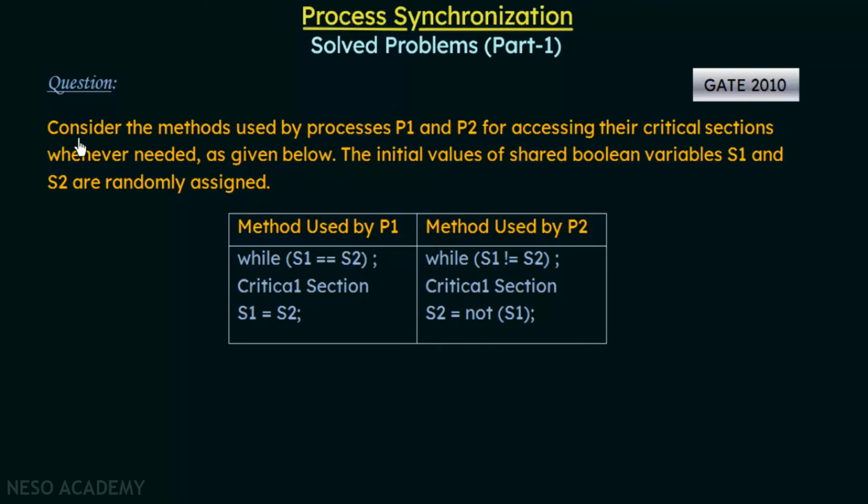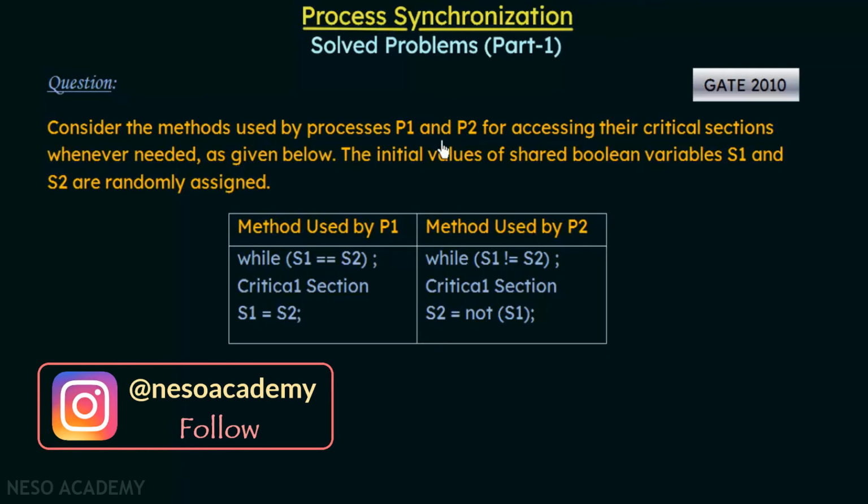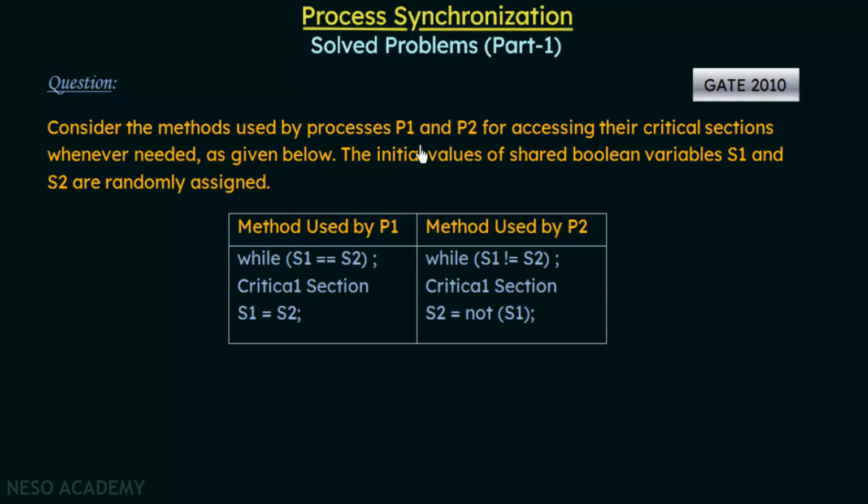In the question it says, consider the methods used by processes P1 and P2 for accessing their critical sections whenever needed, as given below. The initial values of shared Boolean variables S1 and S2 are randomly assigned. So here we are given two processes P1 and P2, and the methods they use for accessing their critical sections are given below. This is the method used by P1 and this is the method used by process P2. S1 and S2 are shared Boolean variables, shared between processes P1 and P2, and they will be used for accessing their critical sections. The initial values are randomly assigned.